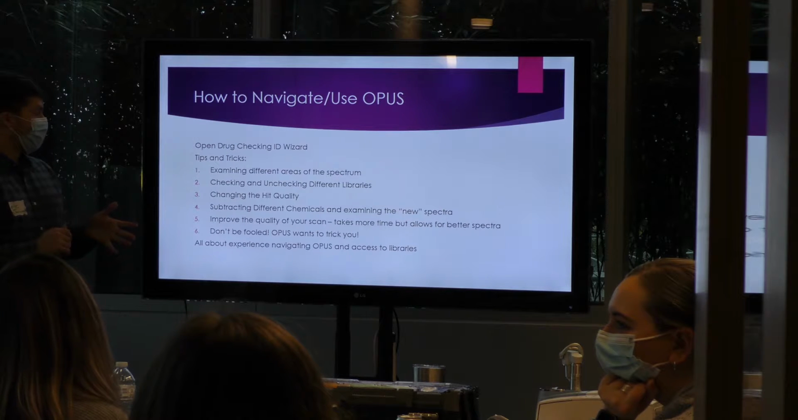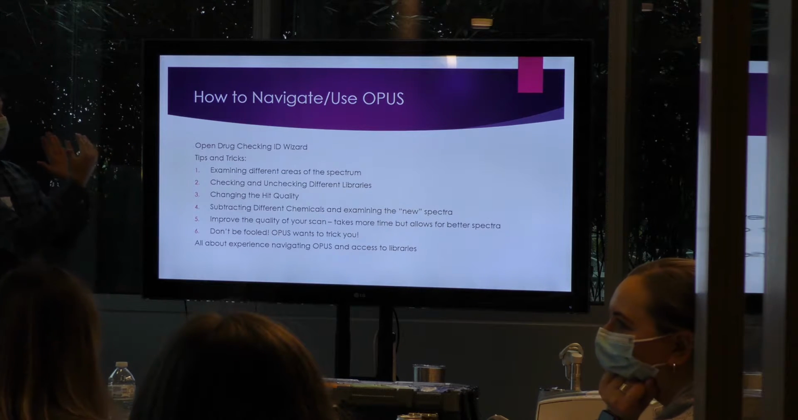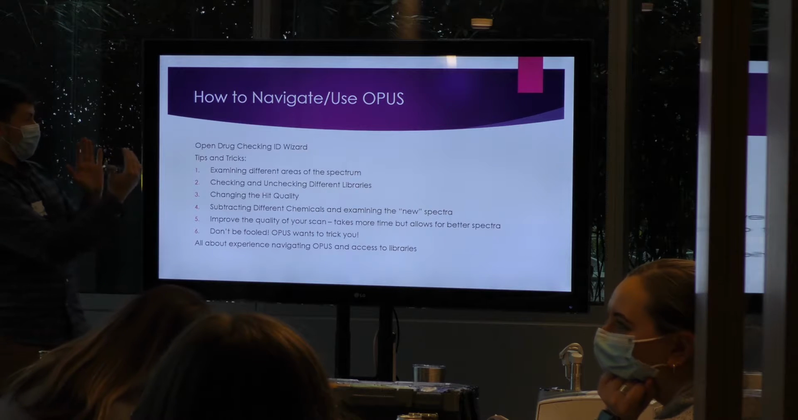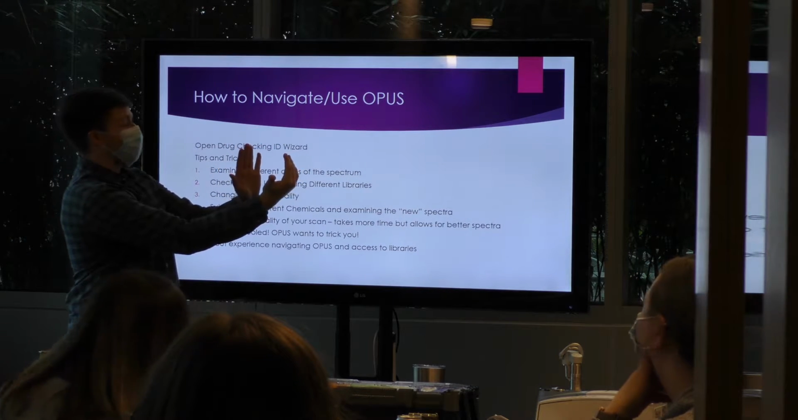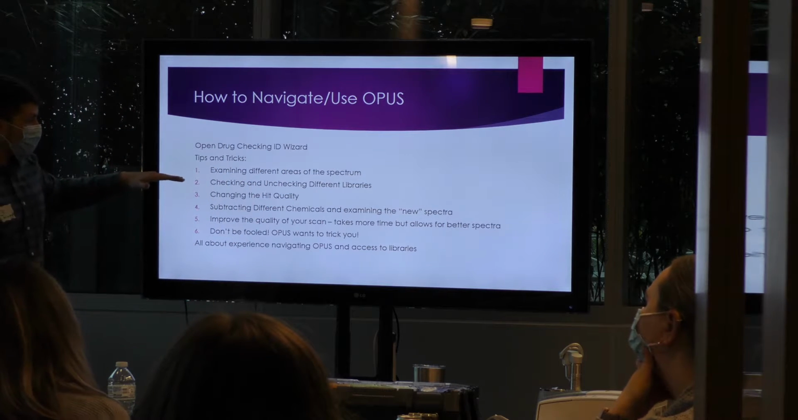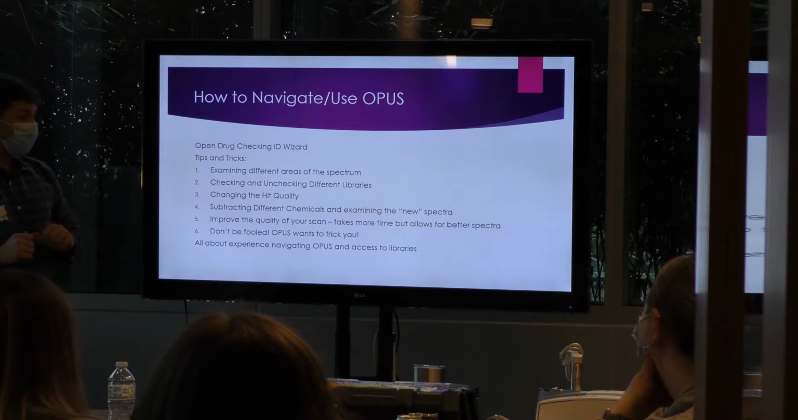Well, you're gonna love this. Examining the different areas of the spectrum, like as you said, 3,400 to 4,000 is really helpful. Looking at just 1,600, 1,700 is very helpful. Another thing you can do is checking and unchecking different libraries.